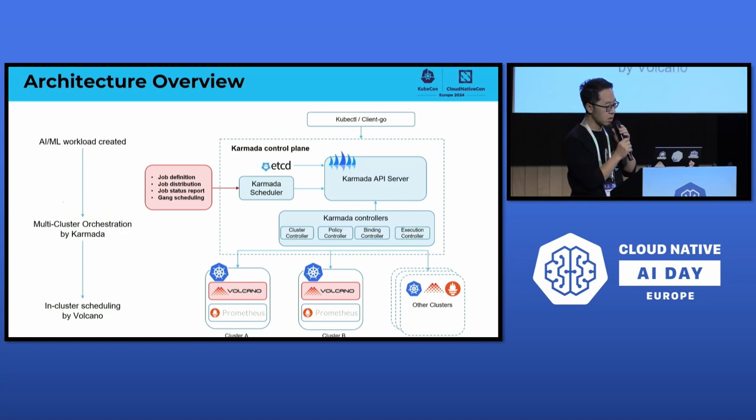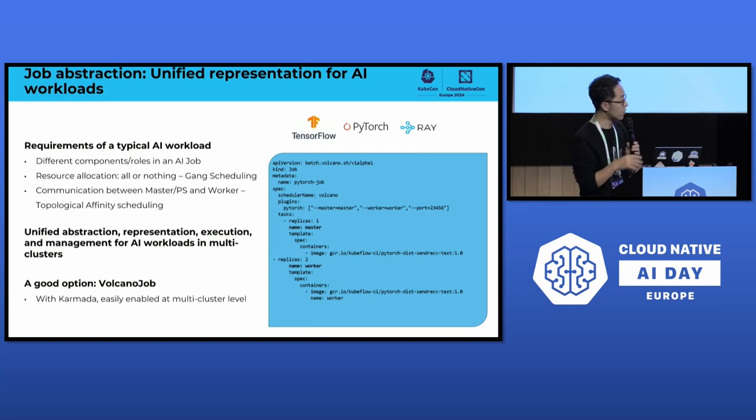And also, we are relying on Prometheus to collect the real-time usage data to help scheduling decision-making. This also reduces the waste of resources, especially when people don't set very accurate resource requirements. So let's move into a little more detail about how this whole thing can work.